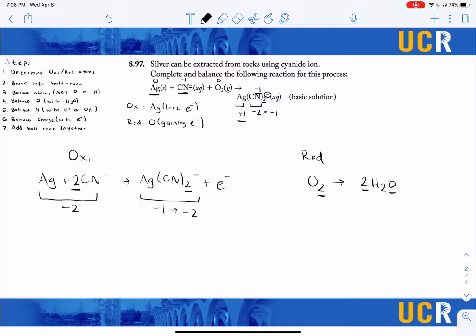Afterward, you want to balance the hydrogen. Since we have 4 on the right side, we want to add 4 more on the left side. Perfect.